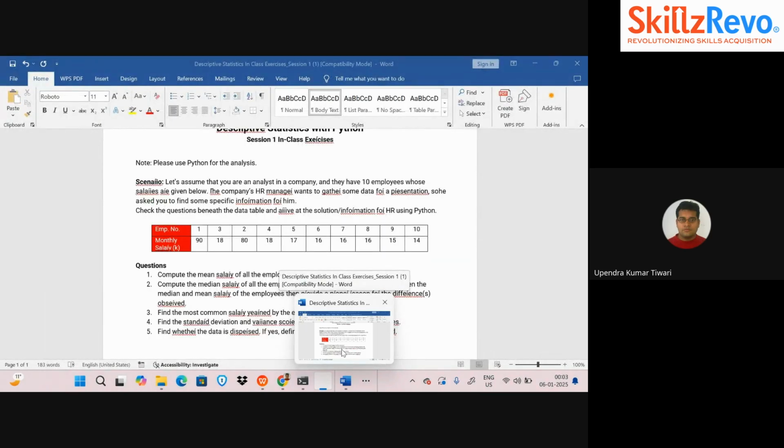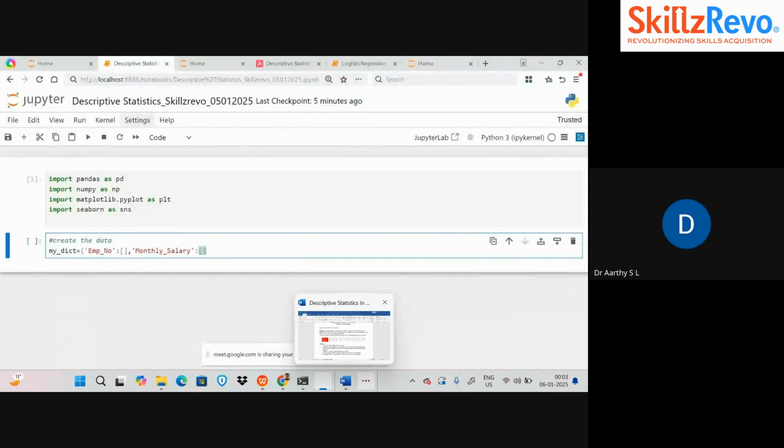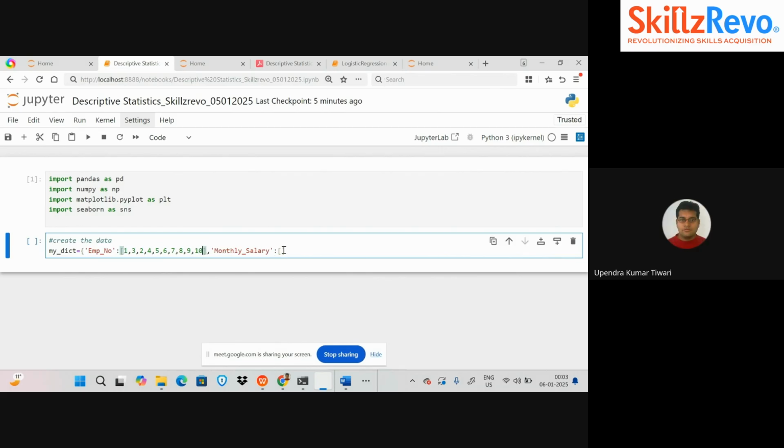So what is the value they have given? 1, 2, 3, 4, 5, 6, 7, 8, 9, 10. And in the monthly salary, what is the value? 20, 20, 18, 18, 17, 16, 16, 16, 15 and 14. Fine. So this is the dictionary I have created.